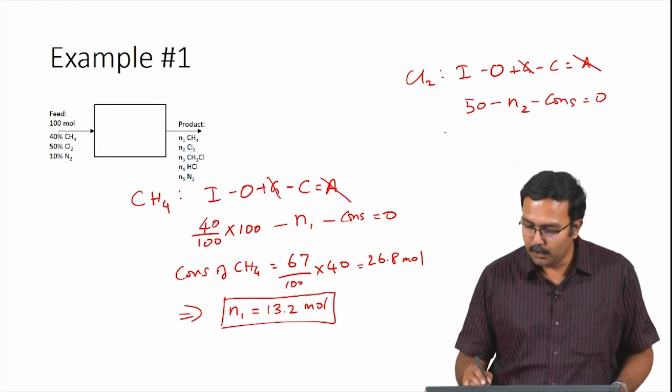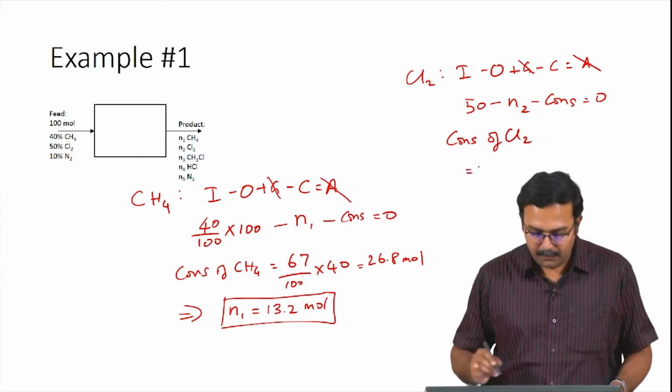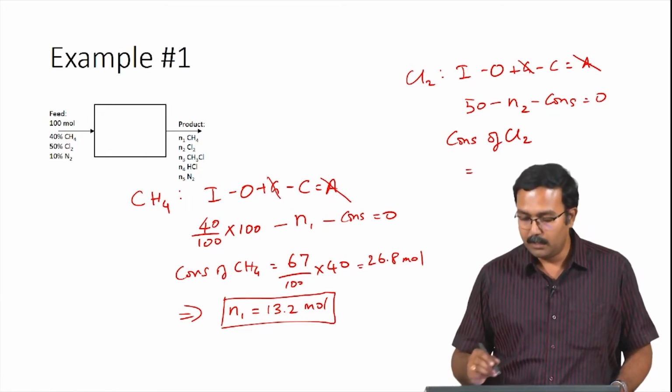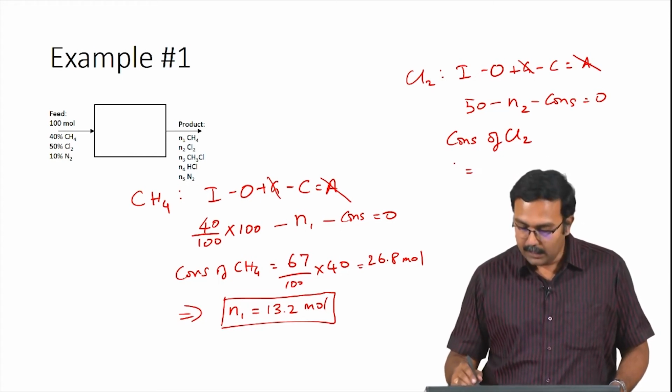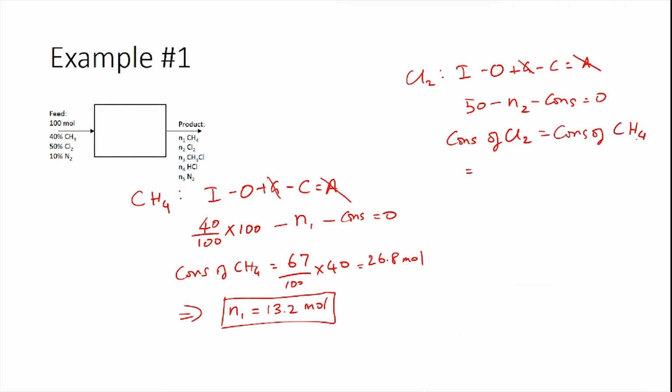So, what is the consumption of chlorine? That needs to be calculated. We know that for every mole of methane consumed, 1 mole of chlorine would have also been consumed. That is based on the stoichiometric ratio of methane and chlorine in the reaction. So, this means consumption of chlorine would be equal to consumption of methane, thereby giving you a value of 26.8 moles of chlorine being consumed. So, substituting it back into this equation, we will get N2 as 50 minus 26.8 giving you 23.2 moles.